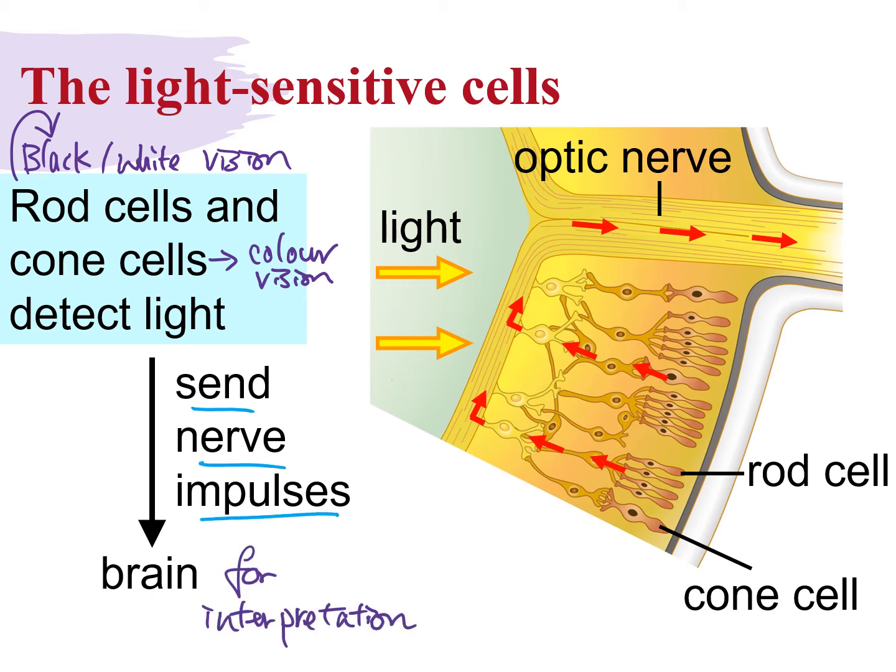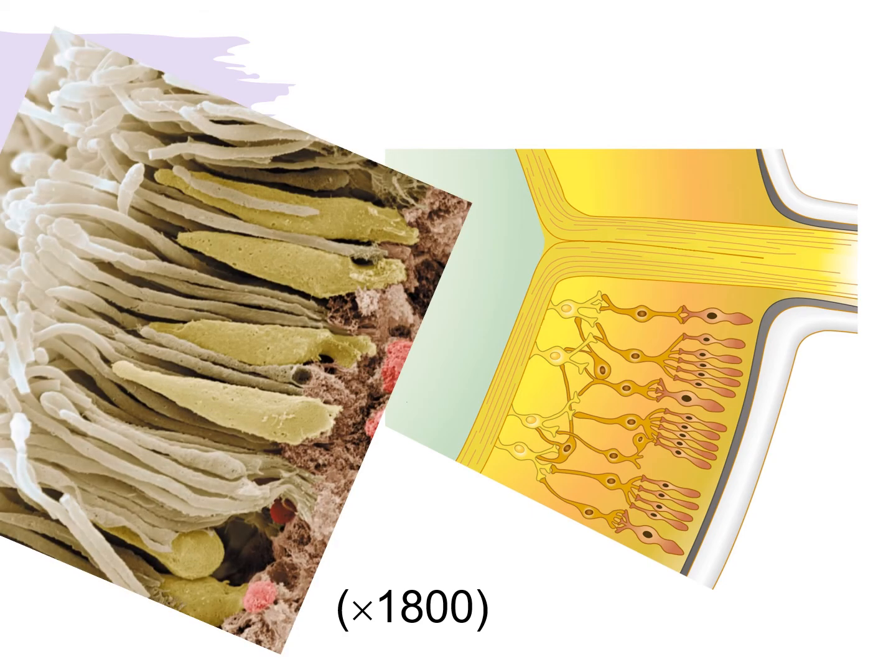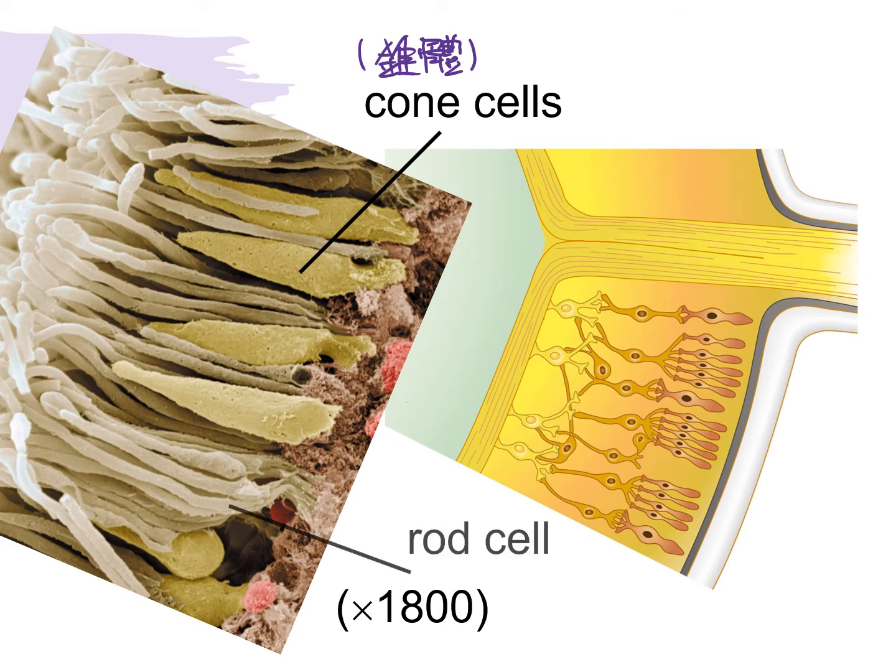So you can see these are the rod cells and these are the cone cells. They are slightly different in shape and they will produce nerve impulses and send them through the optic nerves to the brain. And the shapes of the cone cells and rod cells are shown. This is the cone cells. This is the rod cells.